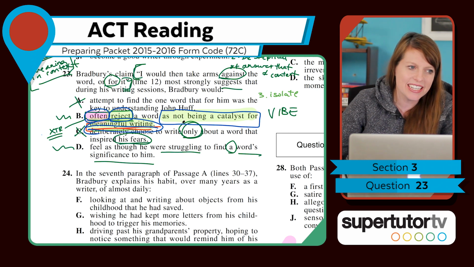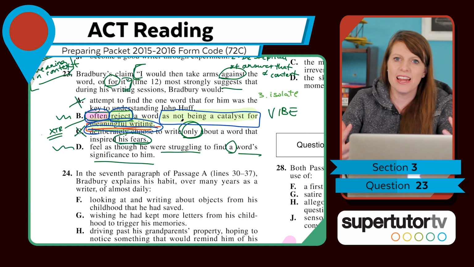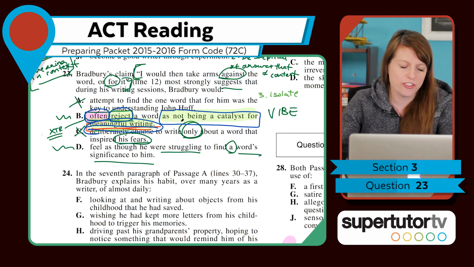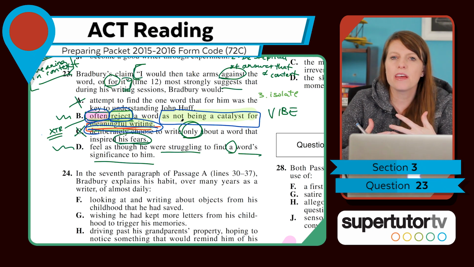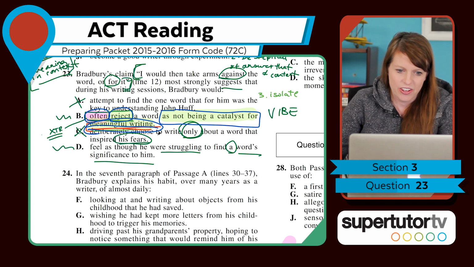Even if it's an idea he doesn't like, that doesn't mean he throws out the word as a catalyst for good writing. It just means that he's stating his opinion, and then these other characters in his head start bringing their opinions, and it becomes like a circle around a couple of random words that accumulates into ideas and meaningful writing. So this as not being a catalyst for meaningful writing is really a problem. So then we have feel as though he were struggling.